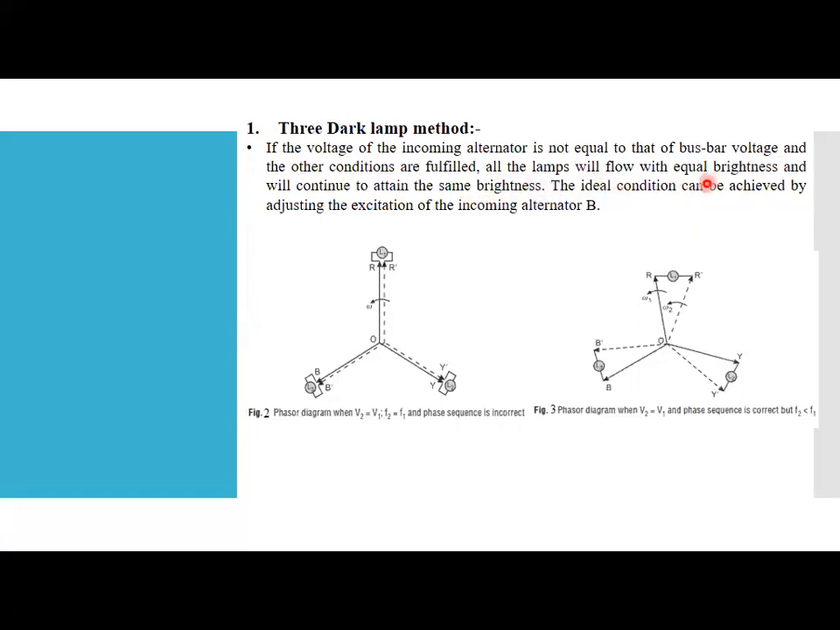The ideal condition, meaning the voltage being the same, can be achieved by adjusting the excitation of the incoming alternator B. If you control the excitation, you can easily control the voltage. So these are the 3 dark lamp method.